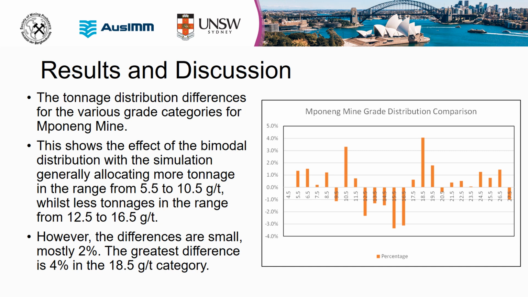Comparisons are drawn between the different grade categories and the tonnages. It can be observed that there are slight over allocations and under allocations across the distribution. However, most of these differences are relatively small, with the largest being 4% in the 18.5 gram per ton category. It is thought that these variances are due to the bimodal effect of the distribution due to the 2 ore bodies.